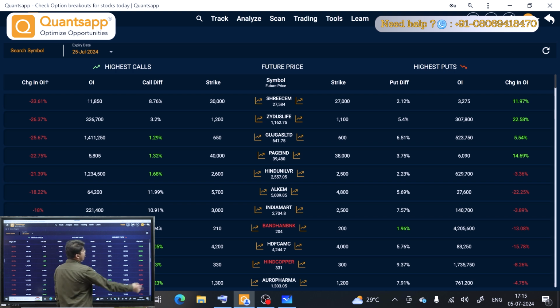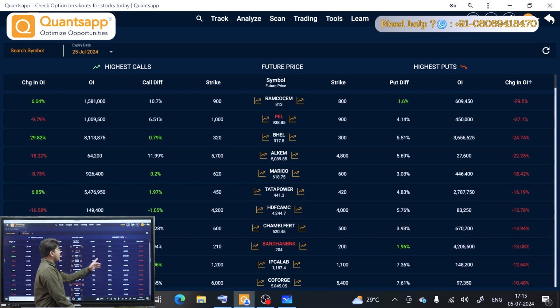If I just click on change in open interest, it will sort that, and you can see Ramco Cement. Ramco Cement is there as a breakdown opportunity, and there is a good chance that Ramco Cement could further fall from here. 800 strike is the level which shows you major put writing, and it is unwinding heavily, right? Future price is also quite near it, so there is a good chance that a breakdown might be occurring, right?